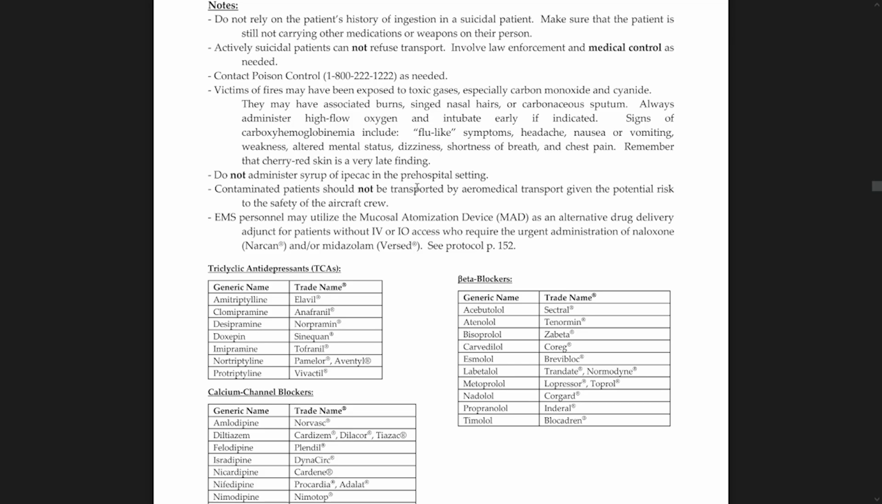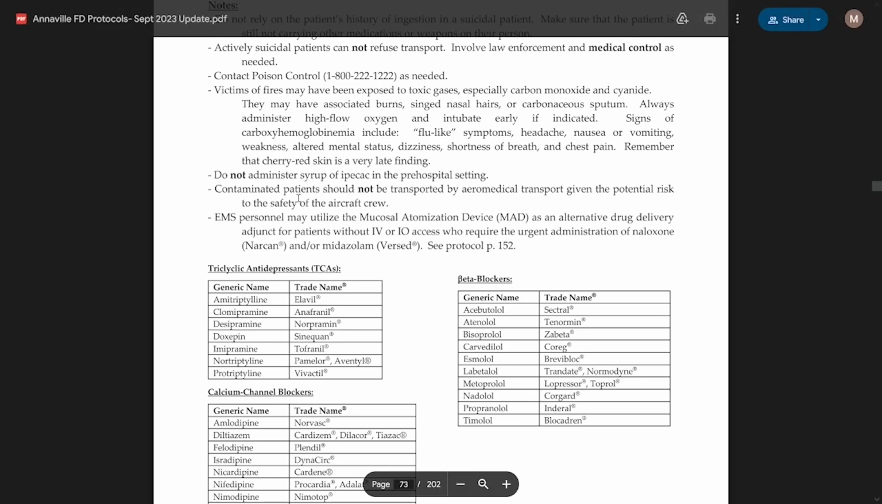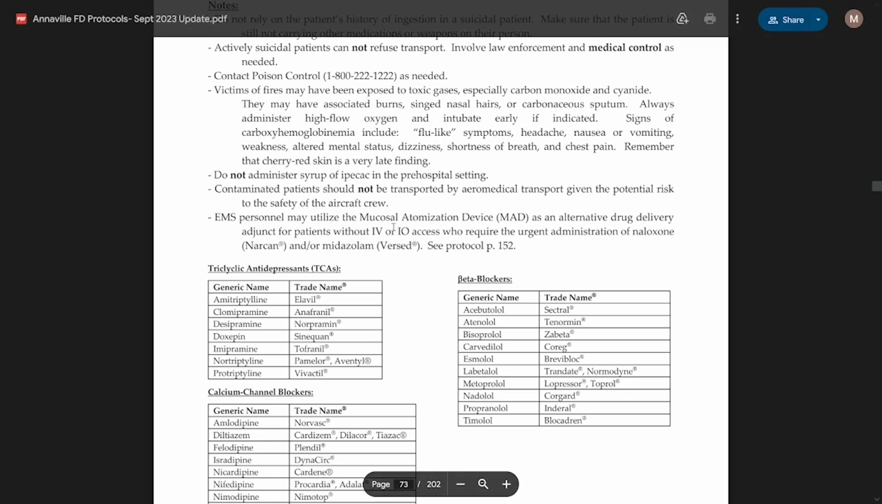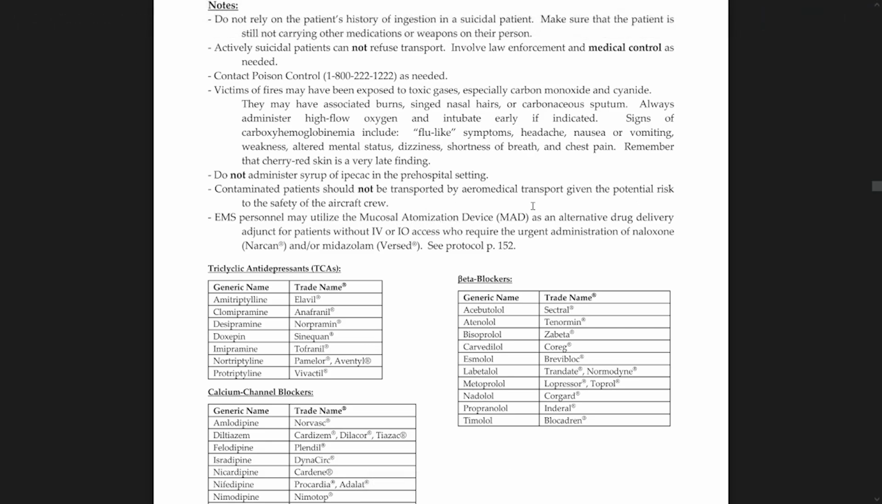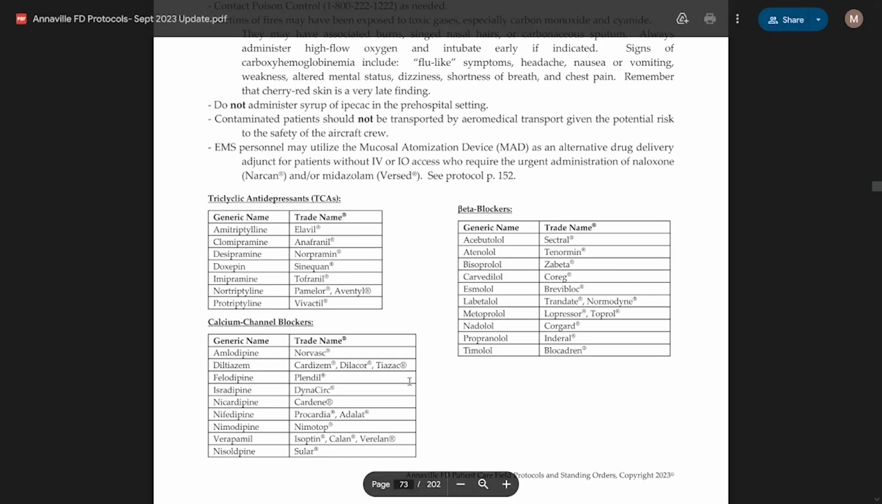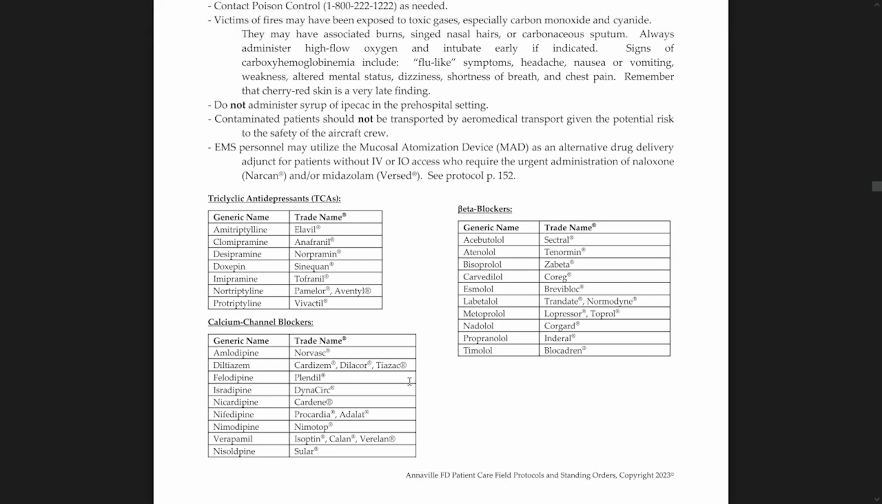Contaminated patients should not be transported by aero medical transport given the potential risk to the safety of the aircraft crew. EMS personnel may utilize a mucosal atomizer device as an alternative drug delivery adjunct for patients without IV or IO access who require the urgent administration of Narcan or naloxone and/or midazolam or Versed. See page 152. And here we can see some names of some of these different types of medications.